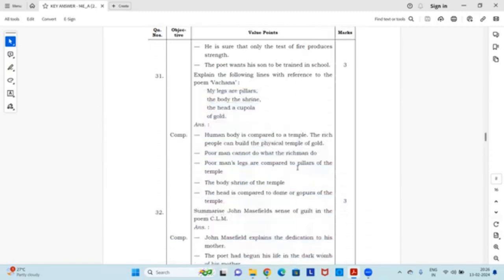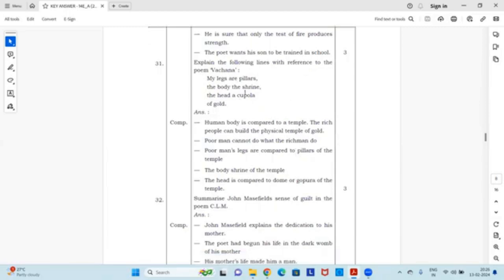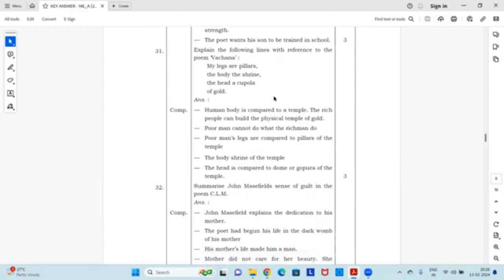Next, question 31. Explain the following lines with reference to the poem Vachanam. "My legs are pillars, the body the shrine, the head a cupola of gold." Okay, these are lines from the Vachana poem. Now you need to write the explanation of these lines. Okay, let's see the points.